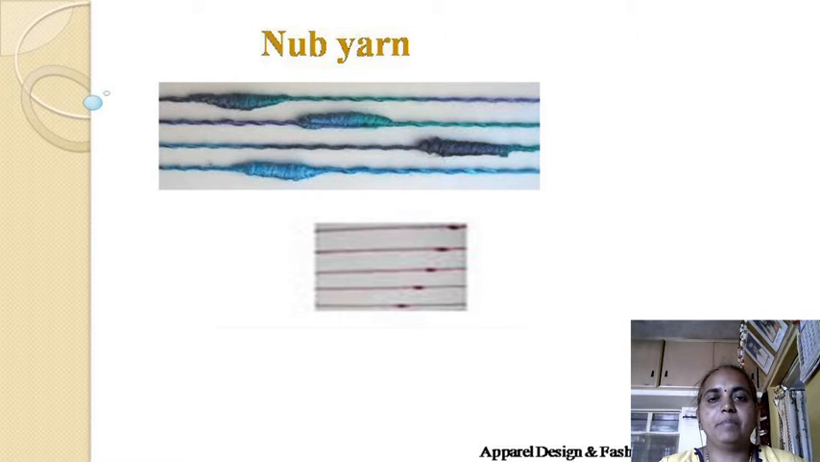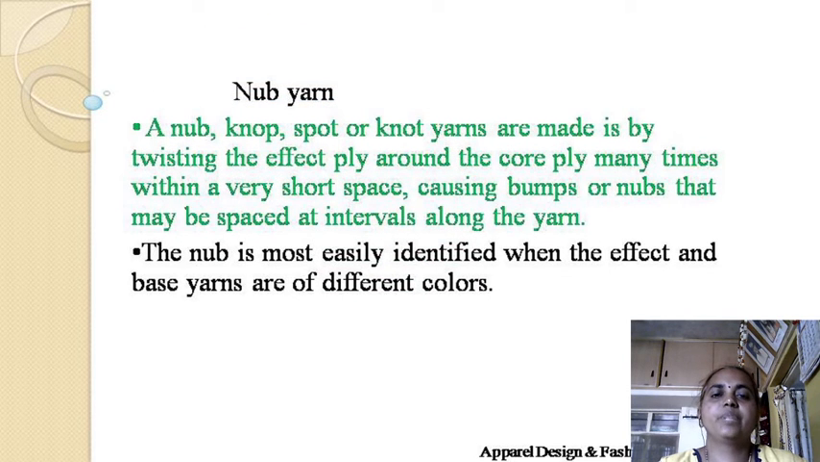Next one is the nub yarn. What is a nub yarn? It is also a type of novelty or complex yarn which is used for decorative or fancy effect. Nub, knob, spot or knot yarns are made by twisting the effect ply around the core ply many times within a very short space, causing bumps or nubs that may be spaced at intervals along the yarn.